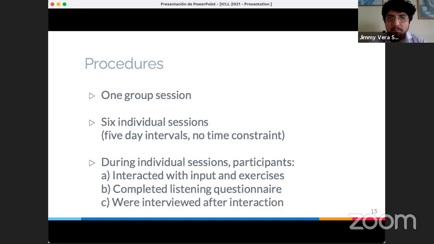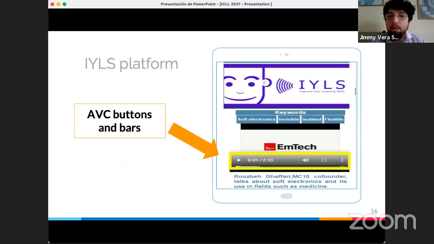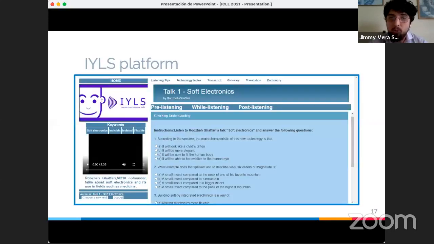So in the next slide, we have the ABC buttons and bars, which is highlighted here. And this is the help option that we selected for the purpose of this piece of research. So we wanted to know how they used the ABC buttons and bars to complete, as we can check in the next slide, the section of while listening, which we call checking understanding, which was composed of multiple choice questions. And the results of this analysis of the interviews of their experiences are as follows.